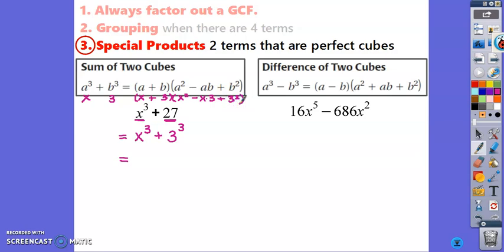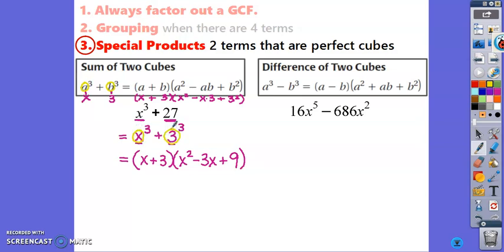So basically, whatever you see as your A and your B, whatever those 2 things that are cubed, that's going to be your value for A and B. So to factor x cubed plus 27, it is x plus 3, x squared minus, I'd rather write it 3x, plus, and then b squared would be 3 squared, which is 9. Just look at that for a minute. Did that make any sense? Again, the A and the B, in this case, were the x and the 3, the things that were cubed.